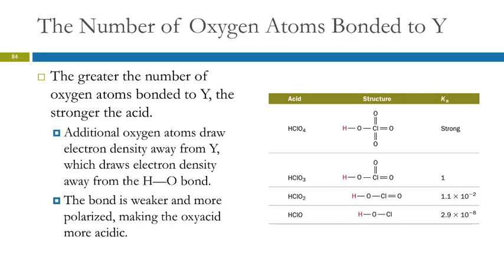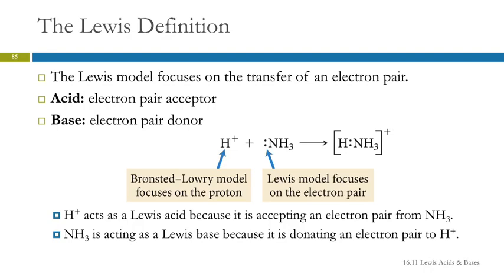So that's why perchloric acid is a strong acid. Chloric acid is not. Nitric acid is strong, but nitrous acid with the 2 oxygens is weak. Sulfuric acid is strong. Sulfurous acid is weak. Number of oxygens. Any questions?